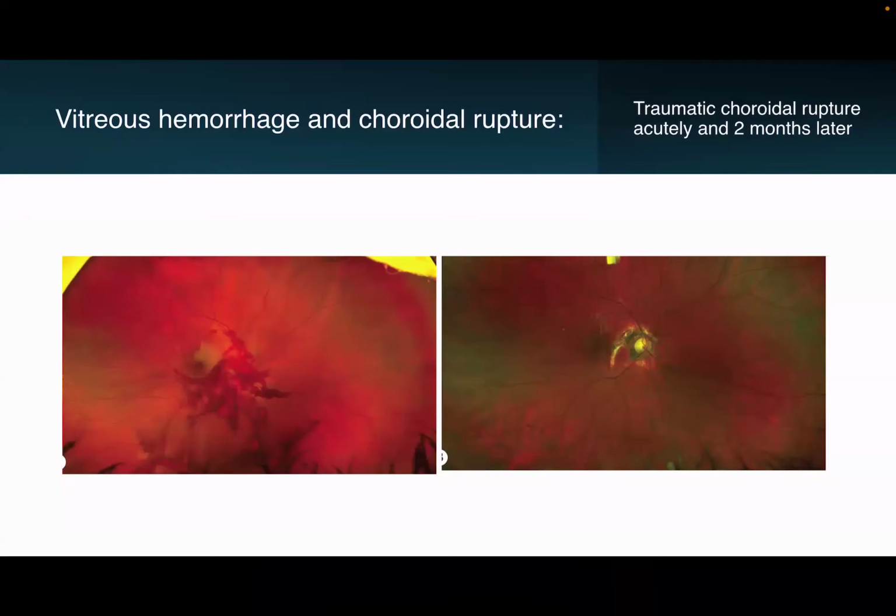The second zone 3 closed globe injury is the choroidal rupture and vitreous hemorrhage. As I mentioned, the mechanism is the same as hyphema. Here in the picture, we have traumatic choroidal rupture acutely on the left picture, and on the right one, the same patient after 2 months of observation.